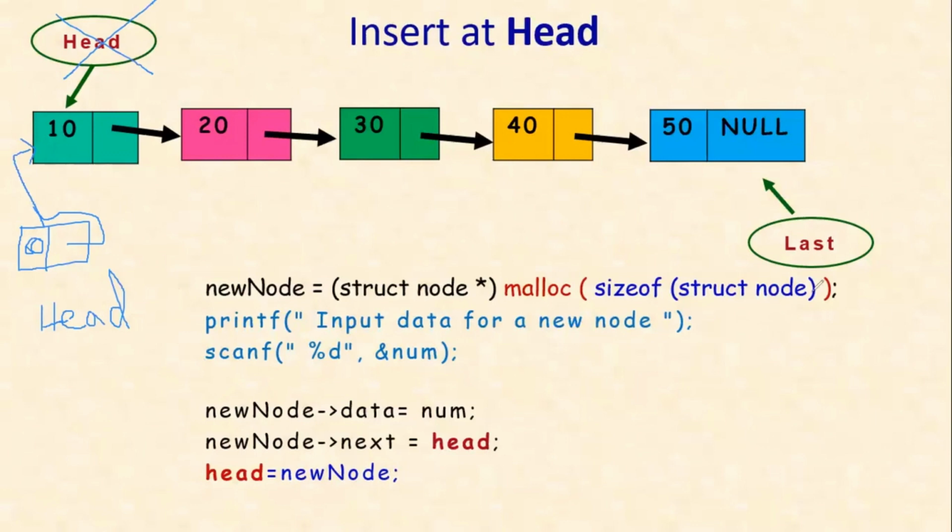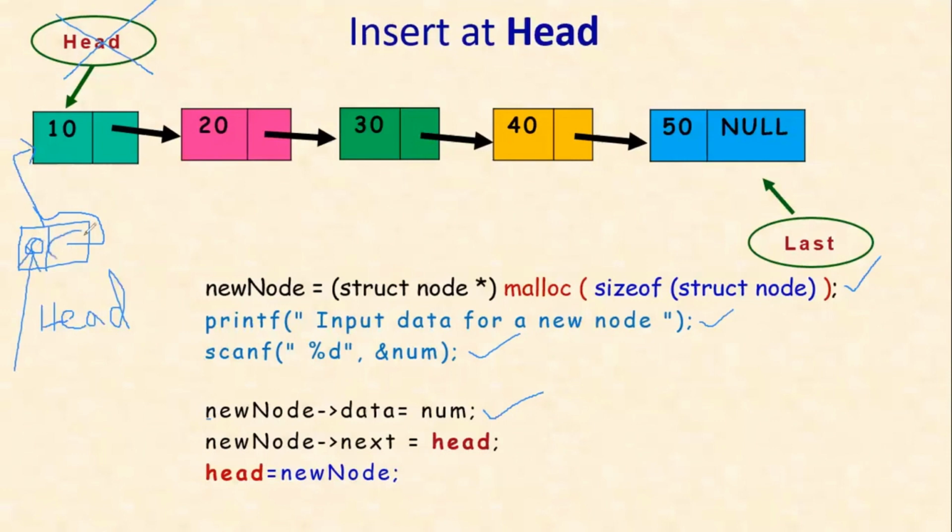Through code. These three lines of code are common for anything, right? You have to create a node by the malloc function that allocates memory for a new node, and input a new value. First take a new value into a variable num, then this new value has to be transferred to new node data. So here I am putting a new value, right? Now what should I do?